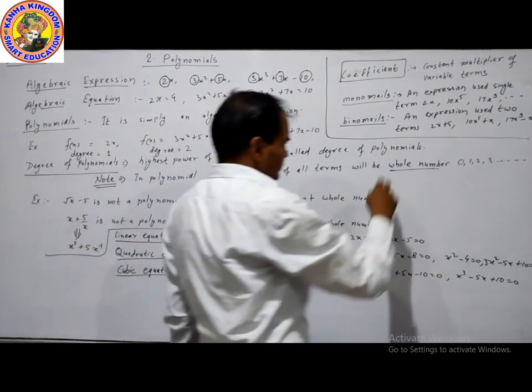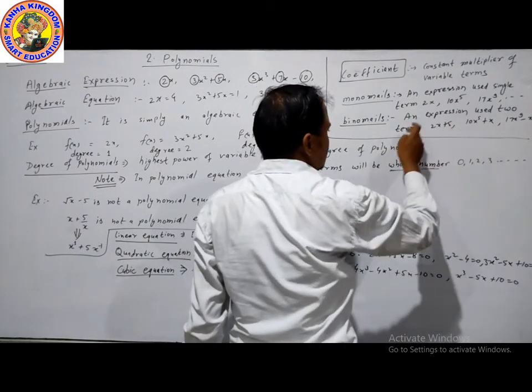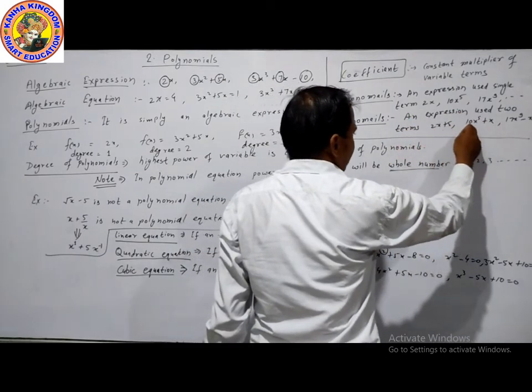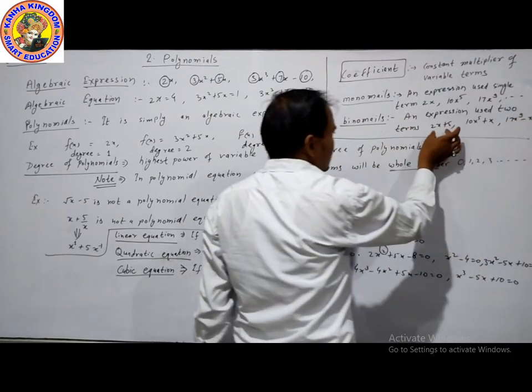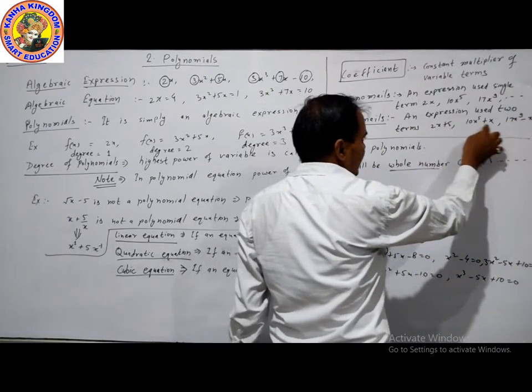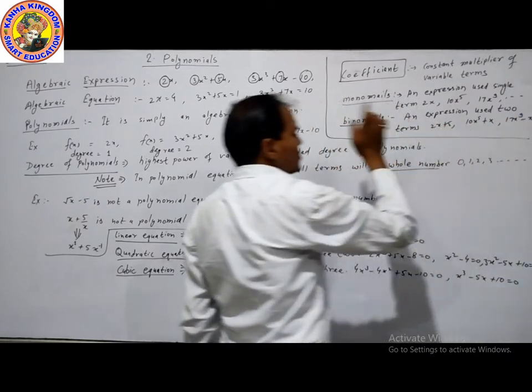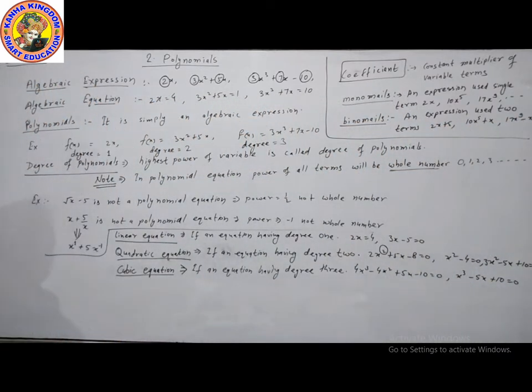Now binomials, if an expression use two terms, 2x plus 5, 10x^5 plus x, 17x^9 minus x cube. Here the terms are 1 and 2, 1 and 2, 1 and 2. If we use two terms called binomials.